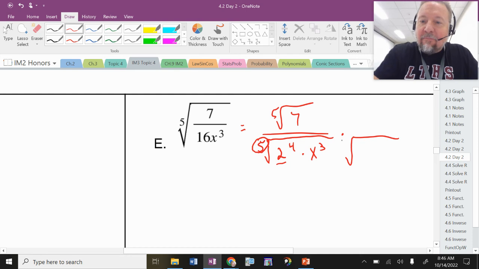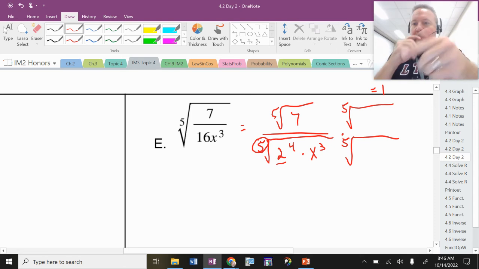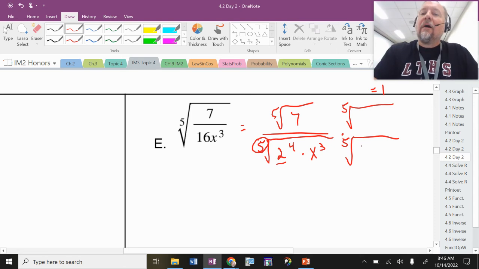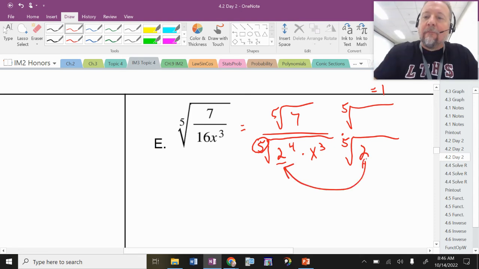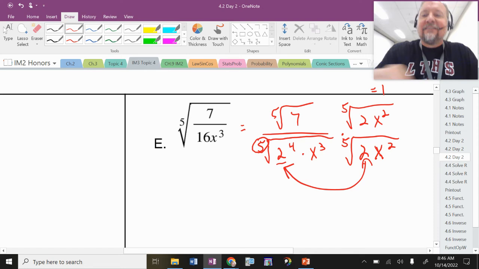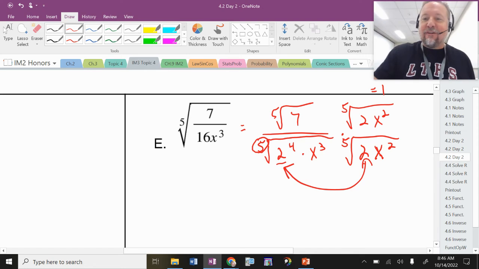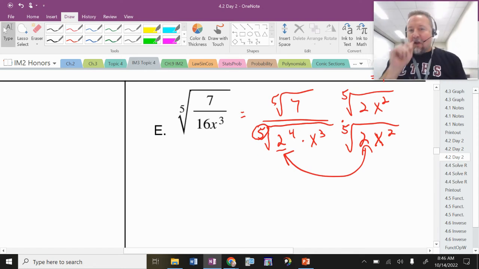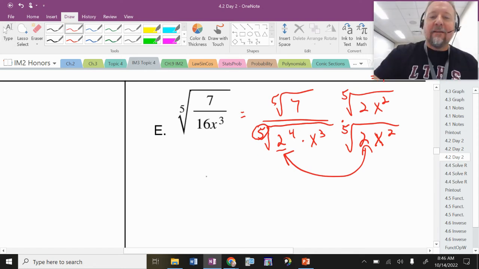One. So multiply both top and bottom by the same thing, because this equals 1 and I'm multiplying by a form of 1. A 2 underneath that fifth root to make this 2 to the fifth. And then an x squared. You need to say these things to yourself. So that's why I multiply both top and bottom by this.